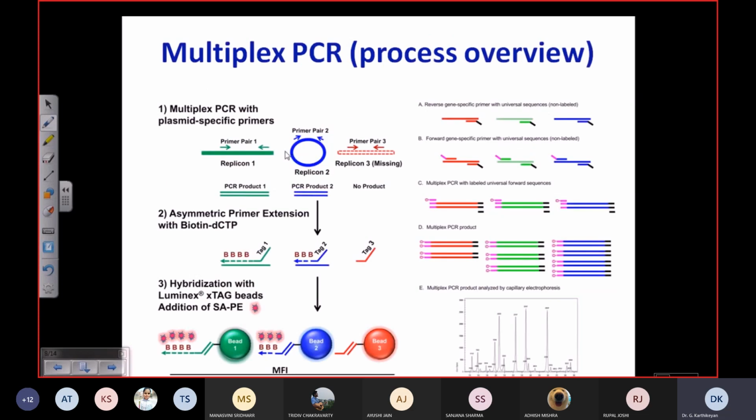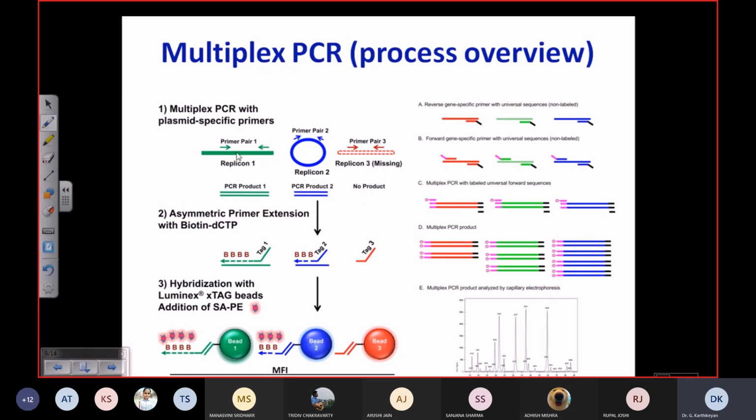Now, another application of this multiplex PCR is that, as I've told you before, it can help us understand the presence of a replicon inside a cell at a particular time, and also it is going to give us an idea about the length of the replicon. For example, suppose there are three different replicons inside the cell. So how can we know? We give three different sets of primers against the three different replicons.